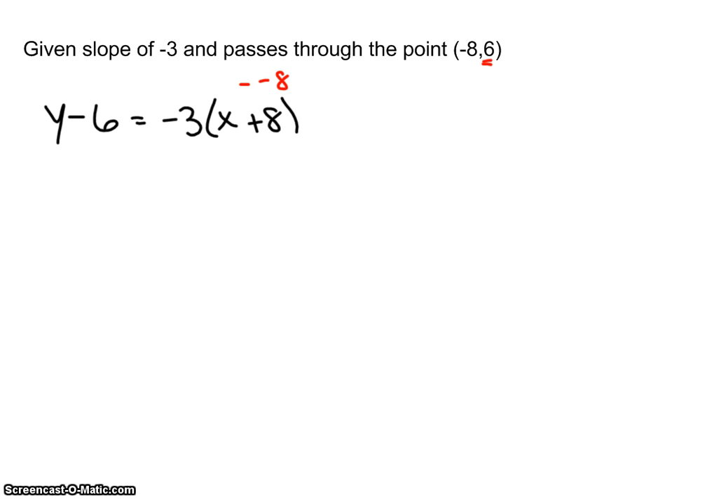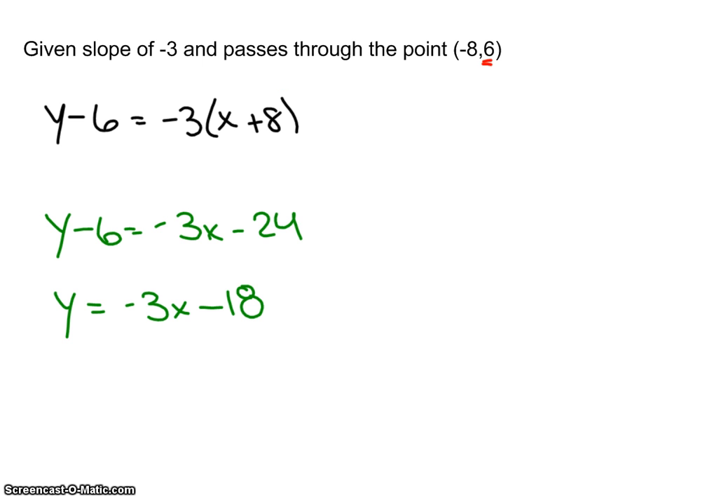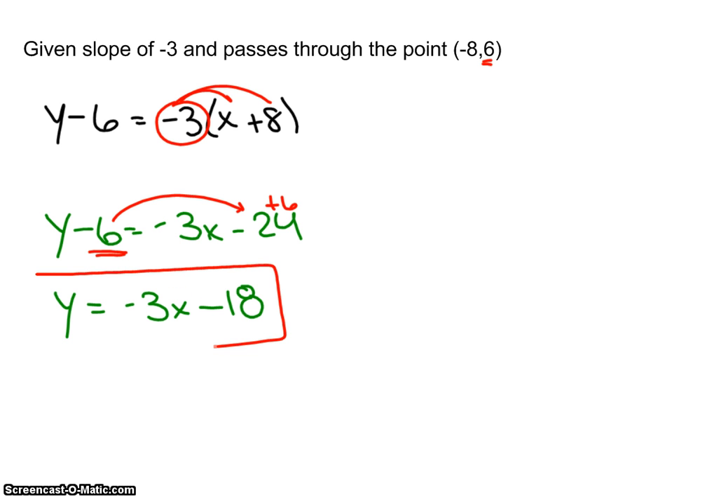Again, pause the video and then rewrite this in slope-intercept form, please. All right, number one, what we want to do is distribute the slope through the parentheses. So I'm going to take the negative 3 times the x, the negative 3 times the 8. And then I'm going to throw the 6 over there. It's going to change sides, change signs, so it becomes a positive 6, leaving me with y equals negative 3x minus 18.